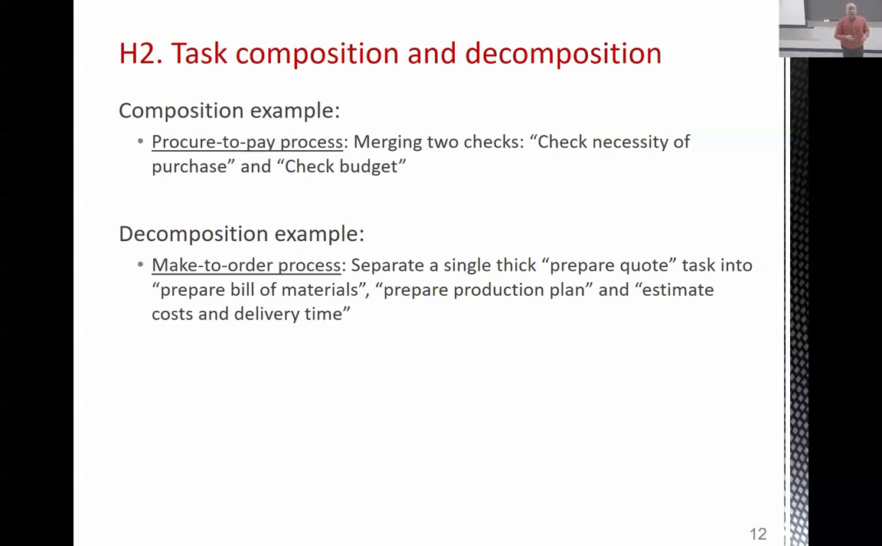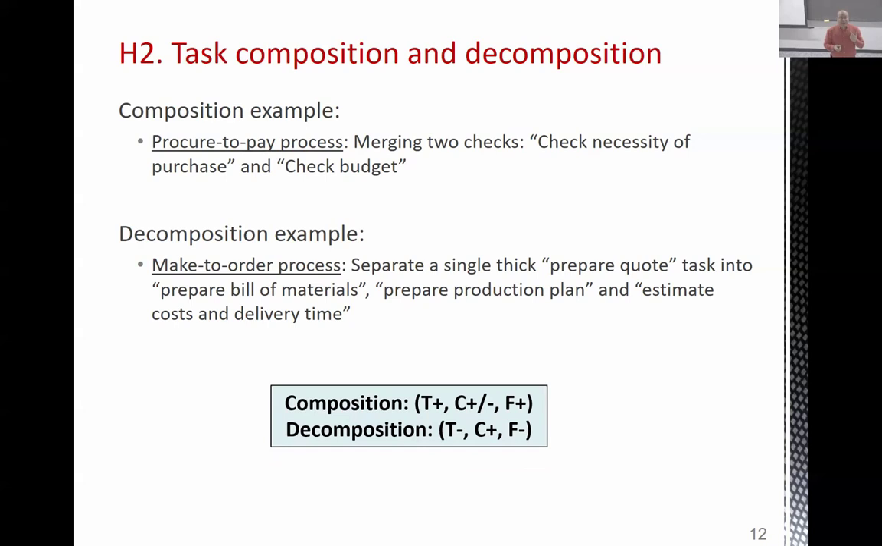And to tackle that problem, it was decided to decompose that task. In this case, I think the preparation of the bill of materials and the preparation of the production plan was done by the engineer, and the estimation of the cost and the delivery time was done by another so-called sales manager or sales engineer, who was capable of reading the bill of materials and the production plan and getting all the prices of the raw materials and doing all the costing of the production in order to produce the cost.